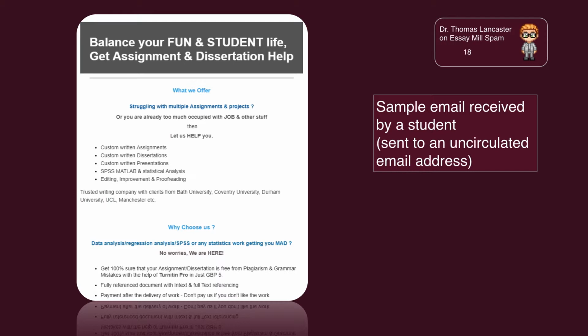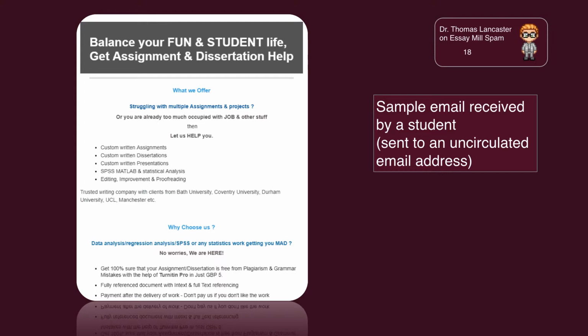Further down in blue, they talk about data analysis, regression analysis, so all the stats type of stuff. And they also mention some of the universities they've worked for, so some big names there. Bath, Coventry, Durham, UCL, Manchester, they claim to have student clients for. And something which I find quite worrying at the bottom there, that they will give you a Turnitin Pro report for £5.